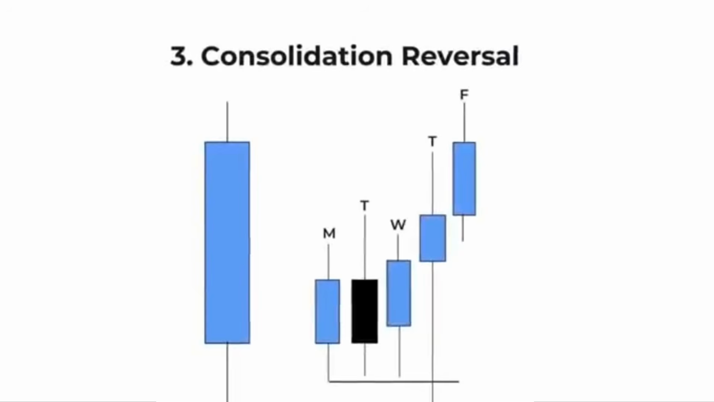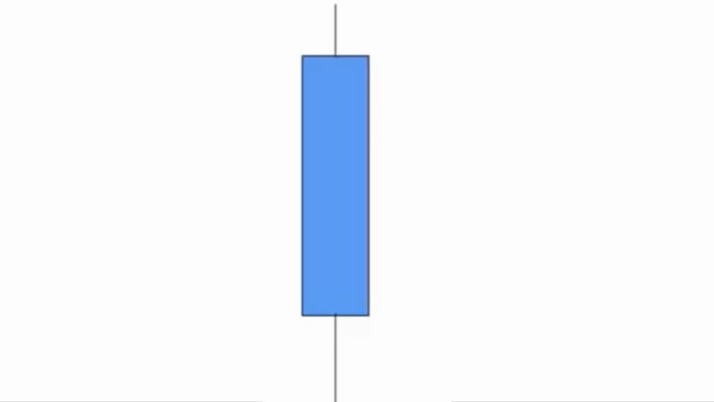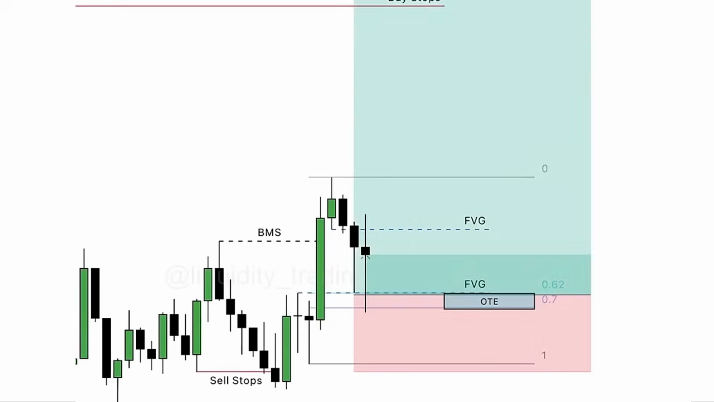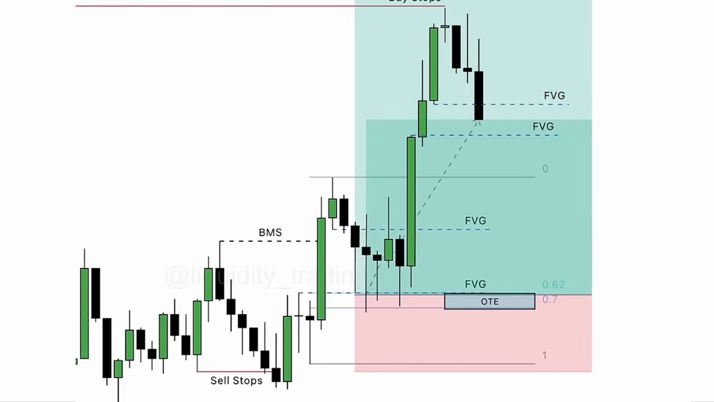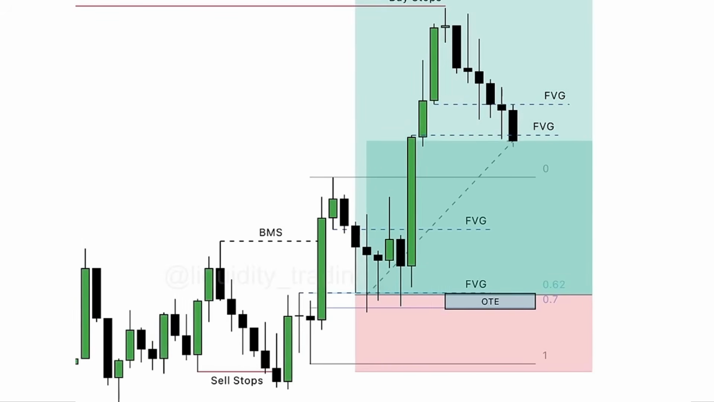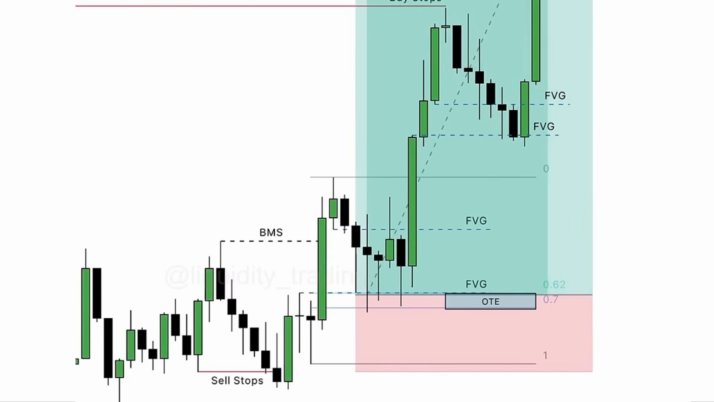Displacement candles equal market intent. When you see a large body candle that breaks structure and leaves a fair value gap behind, that's called displacement. It's the market showing intent. The smart money is behind the move. If price returns to that FVG and respects it, that's where we get high probability entries. Big candles mean big players are involved, but only when there's context.